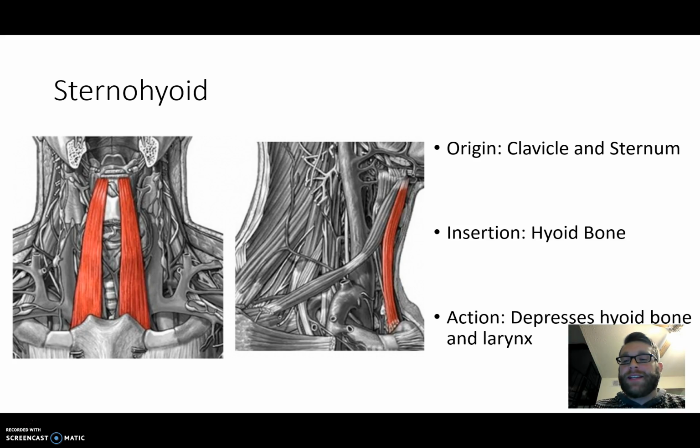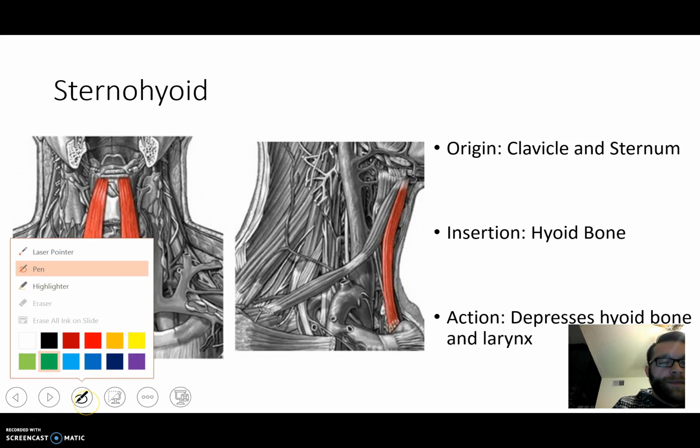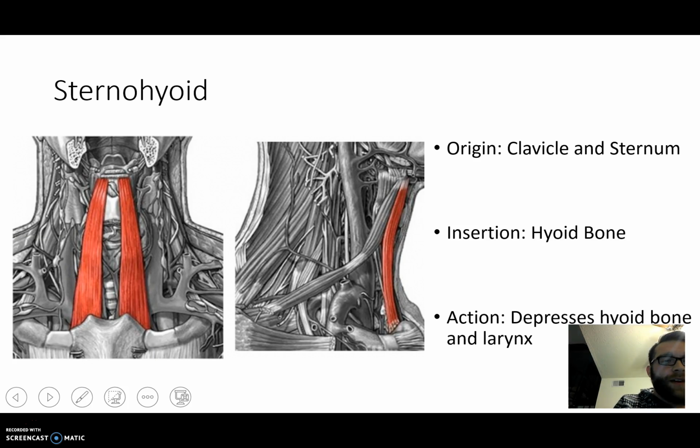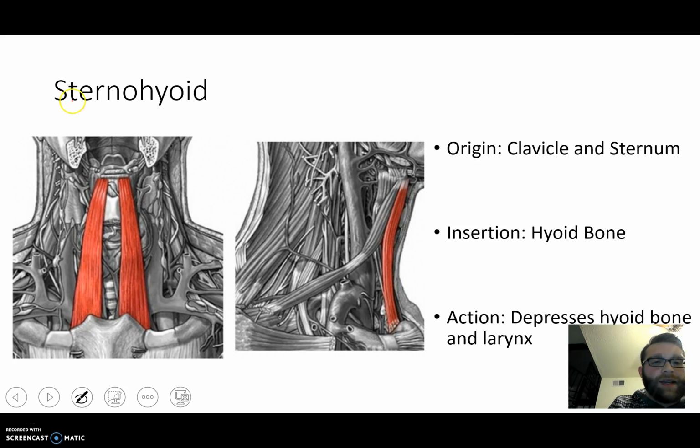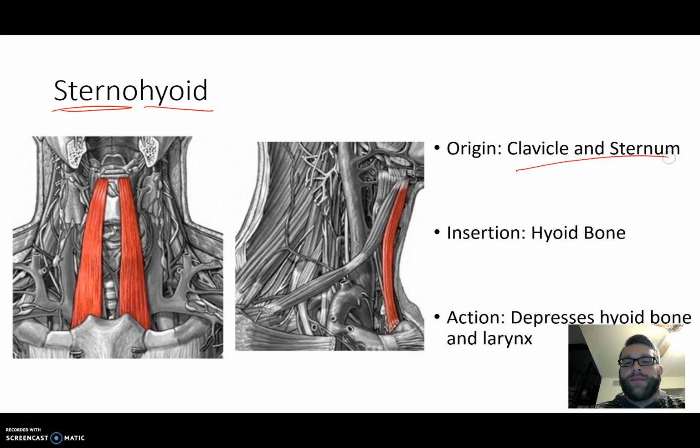So the nice thing about these muscles is that their origin and insertions are described in their name. So when we say sternohyoid, the sterno part refers to the sternum. The origin point is the clavicle and sternum, and the insertion is going to be the hyoid bone. So clavicle and sternum, that's the origin, insertion is on the hyoid.